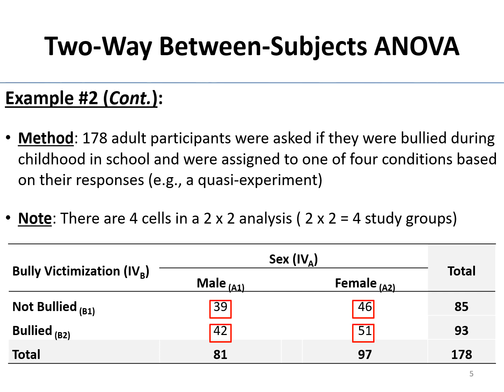So every one of these intersections is what we call a study group or cell in a design, and literally you take 2 times 2 is 4, you've got 4 cells. If you had an independent variable with 3 levels, it would be 2 times 3, or 6 cells.